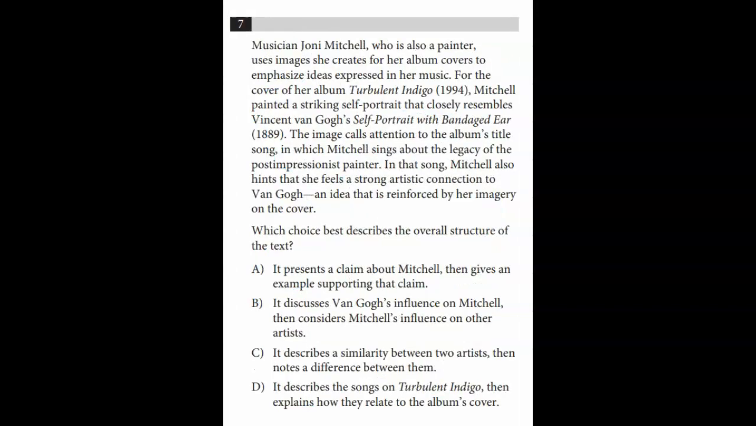All right, number seven. Which choice best describes the overall structure of the text? So we're just going to look at the flow of the text and how it's built.